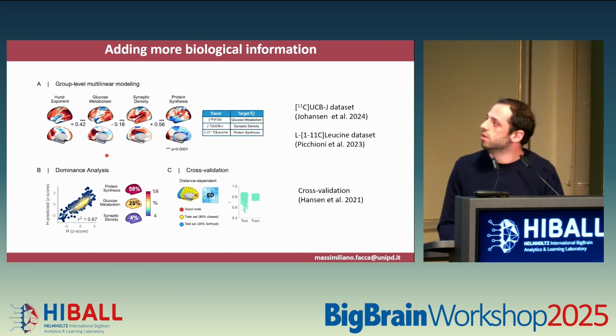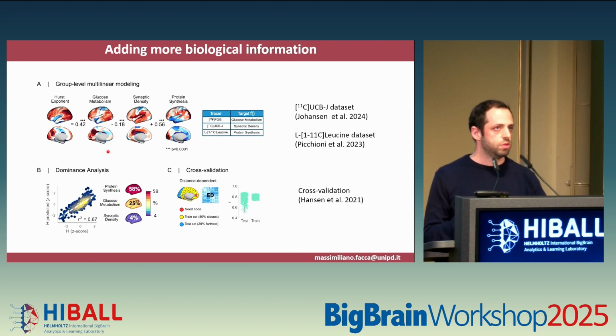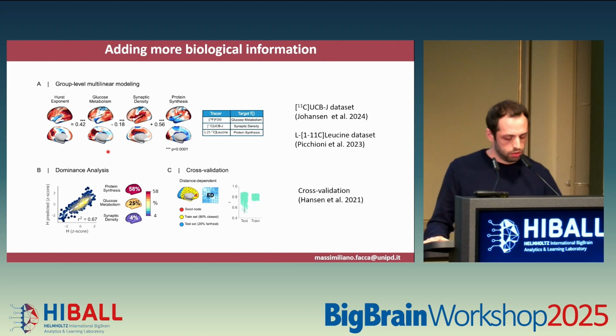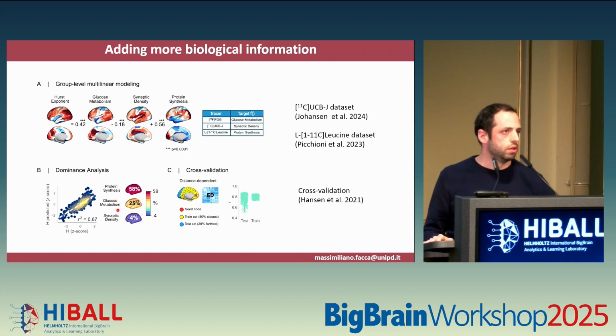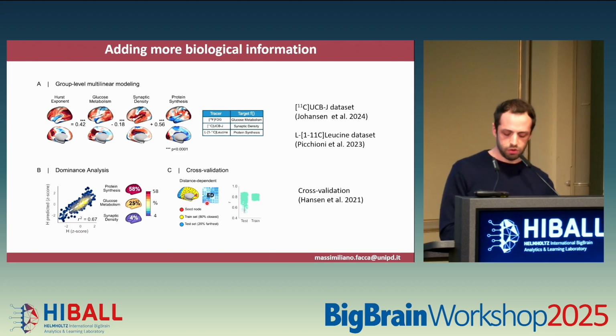And we also did some kind of dominance analysis to rank predictors depending on importance, and found that rate of protein synthesis, so a dynamic activity, was the best predictor of the Hurst exponent, as you can see here, while glucose metabolism was the second best. Synaptic density did a very poor job in explaining the regional pattern of Hurst exponent. We also did some kind of cross-validation inspired by this paper by Hansen.